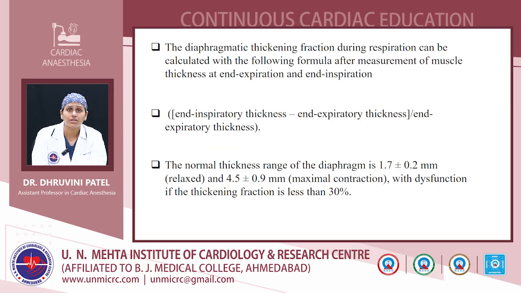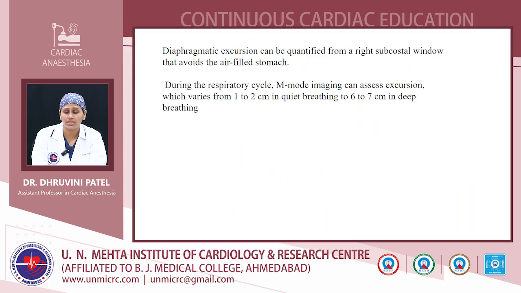Diaphragm thickening fraction during respiration can be calculated with this formula: end inspiration thickness minus end expiratory thickness, divided by end expiratory thickness. The normal thickness range of the diaphragm is 1.7 plus or minus 0.2 millimeter in relaxed position and 4.5 plus or minus 0.9 millimeter during maximum contraction. If there is diaphragm dysfunction, then the thickening fraction is less than 30%.